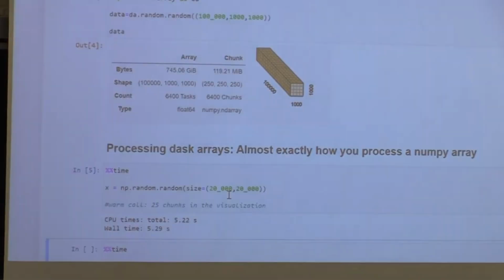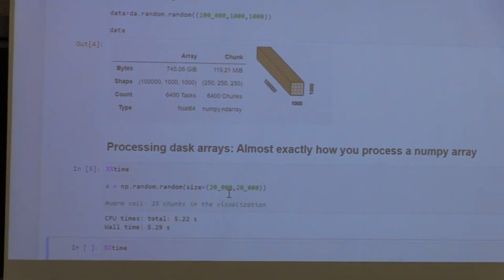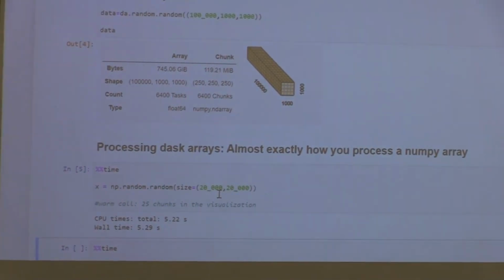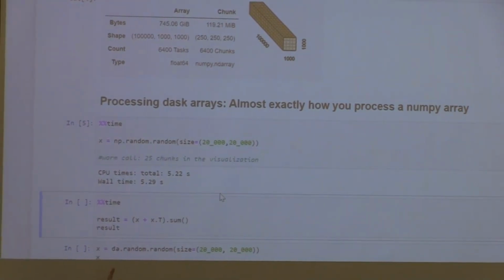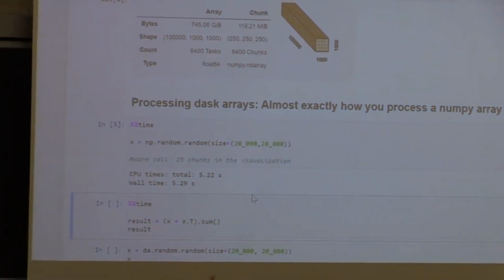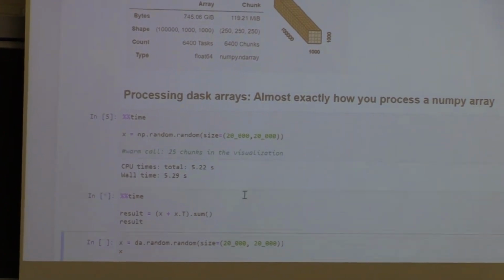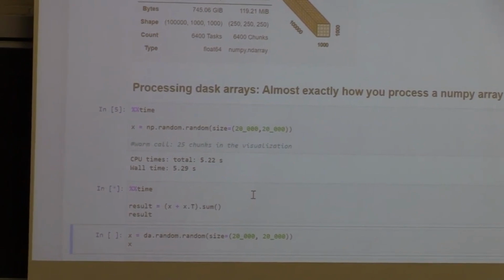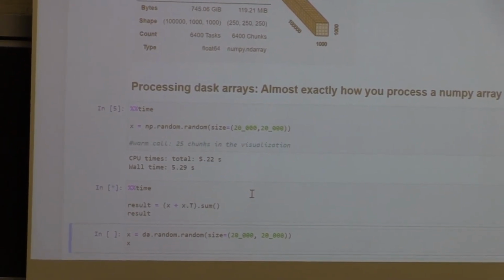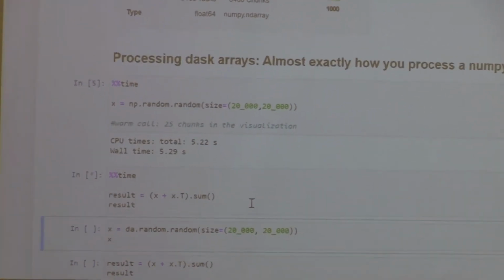Here, I'm creating a NumPy array. This time I'm just using a 2-dimensional array of 20,000 by 20,000 so that it fits the memory. And you can see that just generating it takes 5 seconds. Now if I want to do some basic matrix operation on it, for example, adding it to its transpose and then taking the sum of all the entries, it's going to take quite a while with NumPy. It is still possible because it fits the RAM of my laptop, but you can see that it's taking quite a while. So, all right, let's see.